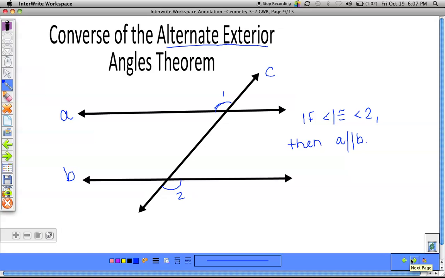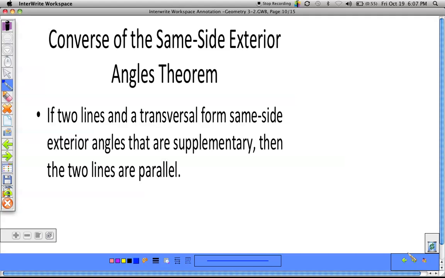Okay? And the last one that we're going to talk about today is called the converse of the same side exterior angles theorem. That says if two lines and a transversal form same side exterior angles that are supplementary, hopefully you remembered that, same side supplementary, then the two lines are parallel. So let's look at that.